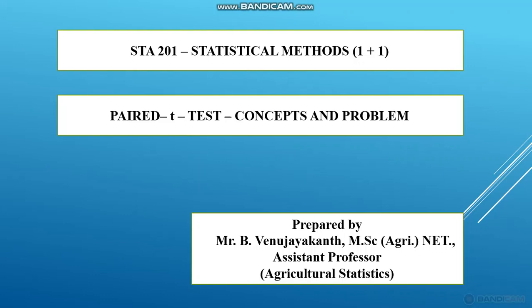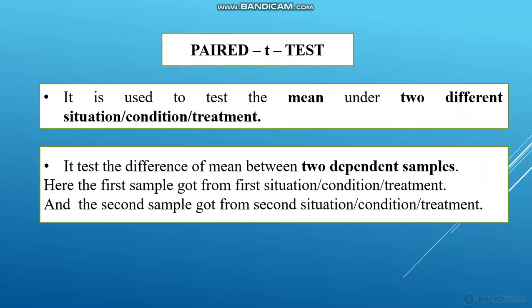The topic we are going to see is the paired test. What is the paired test? It is used to test the mean under two different situations or conditions or treatments. That is, it tests the difference of mean between two dependent samples. The paired test tests the difference of means. So this paired test will test the difference of mean between two dependent samples.